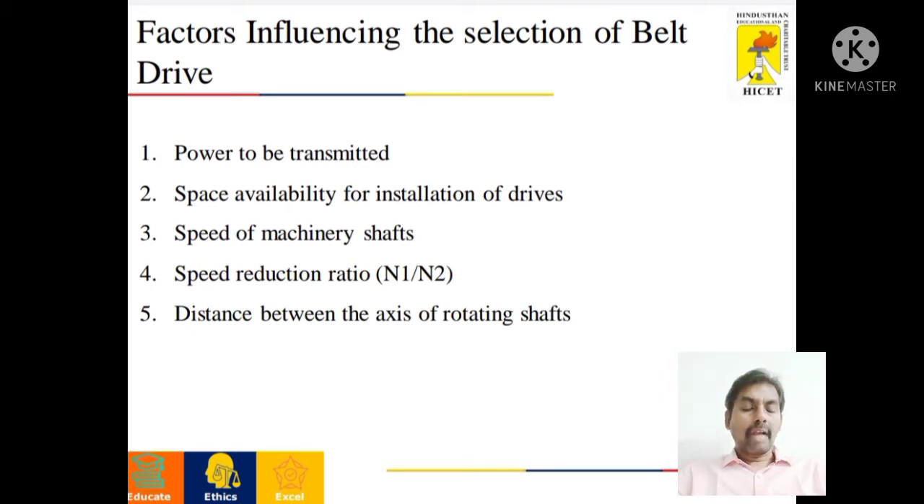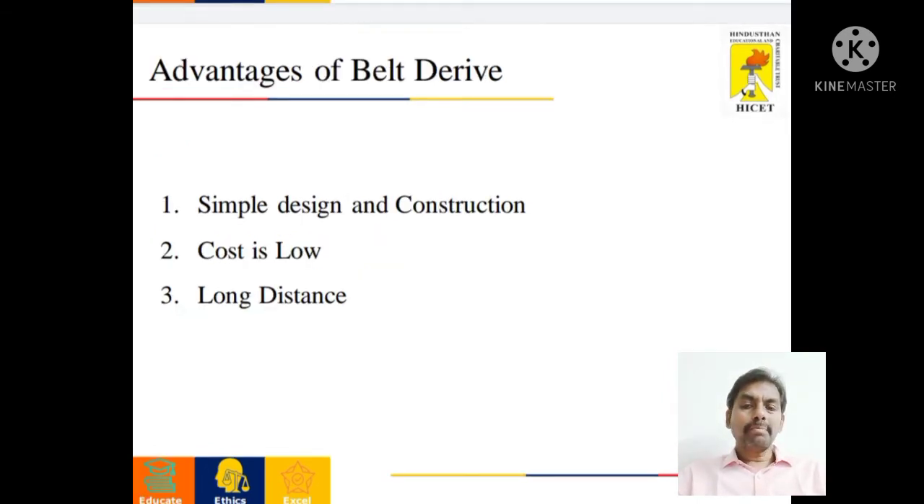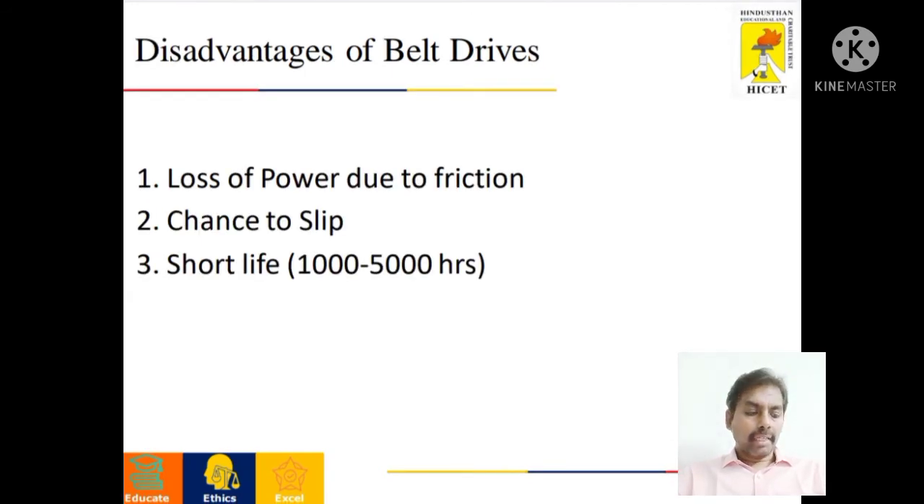Okay, next one is advantages. Advantages: first one is simple design and construction. Second one is cost is very low, and the third one is long distance. And we can see the disadvantages: loss of power due to friction. Second one is chance to slip, and the third one is shorter life, that is 1000 to 5000 hours are going to be used for this belt drive.